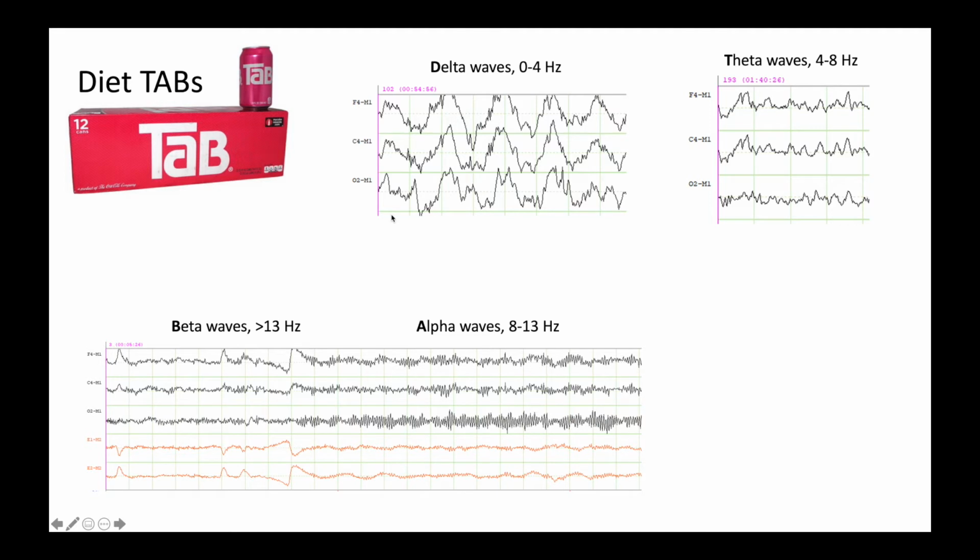So I got my mnemonic a little bit out of order the way I've put it on the slide here, right? So it's D, T, A, B. But why is this backward? Well, you see both alpha waves and beta waves in wakefulness. These are both wave frequencies that you will see when a patient is awake.